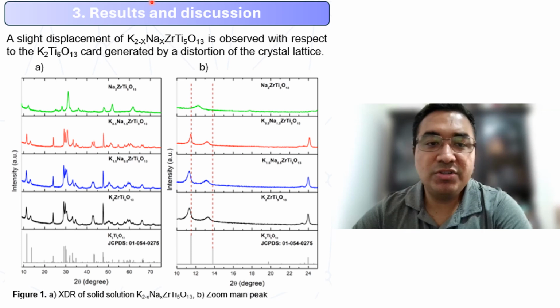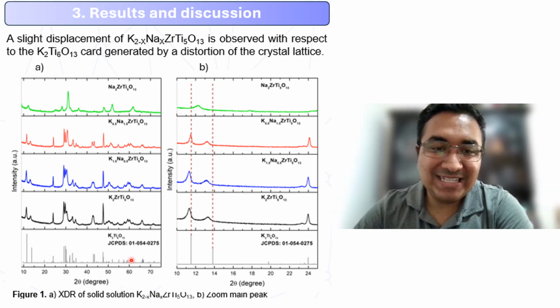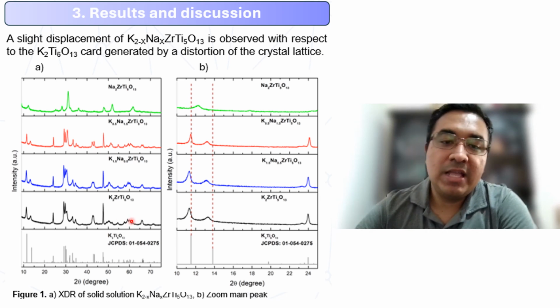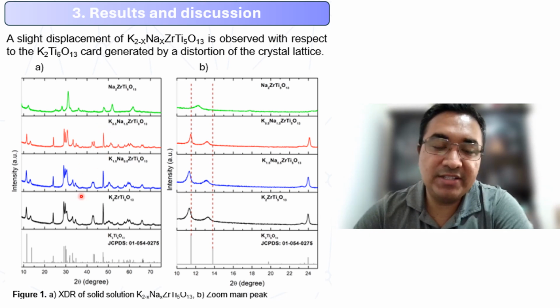In the results and discussion, we compare all the samples with the potassium hexatitanate card, and as a control sample, we use a solid solution with zirconium used in a previous work. In the X-ray analysis, all the samples show defined signals indicating high crystallinity.